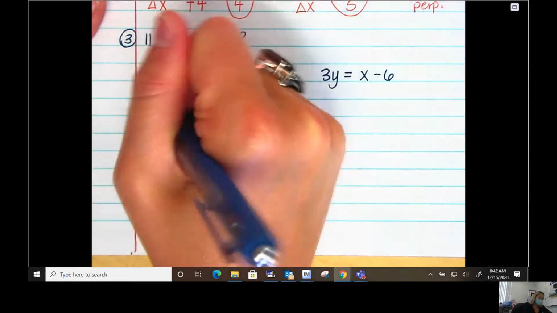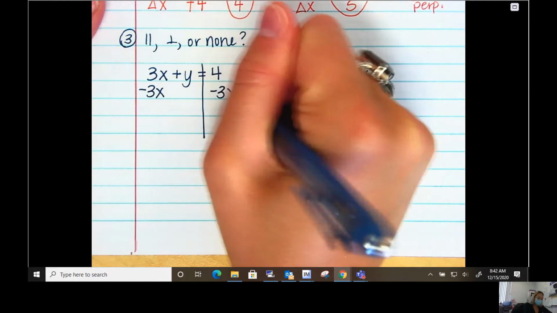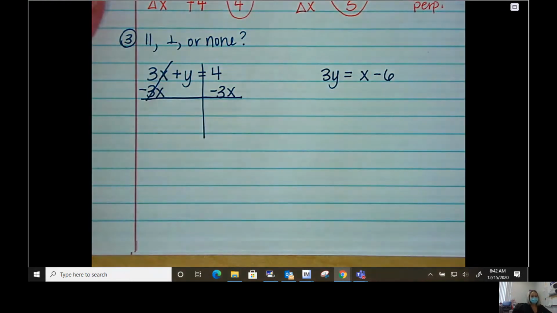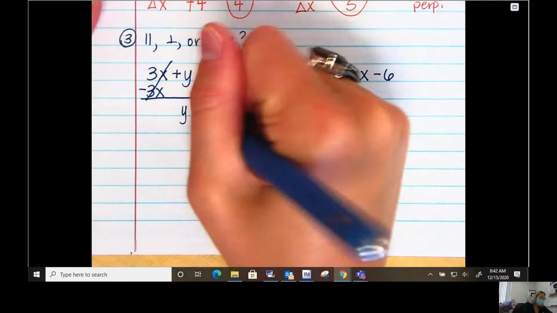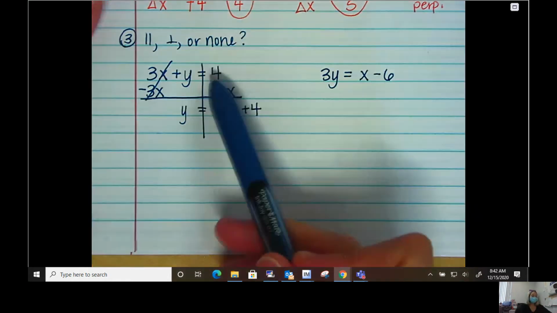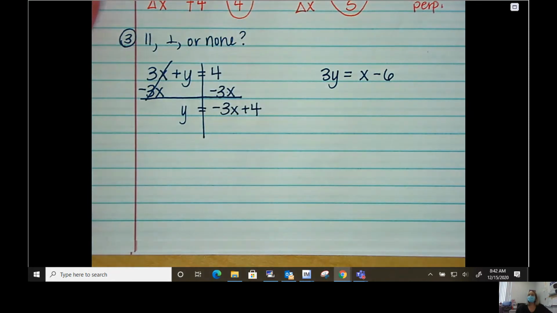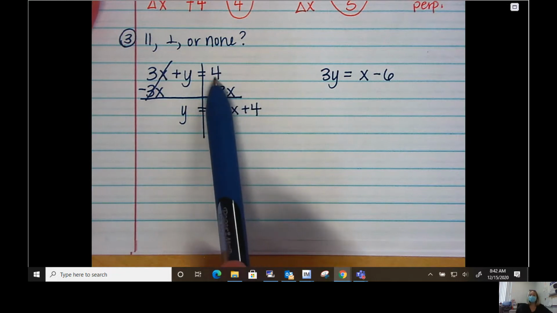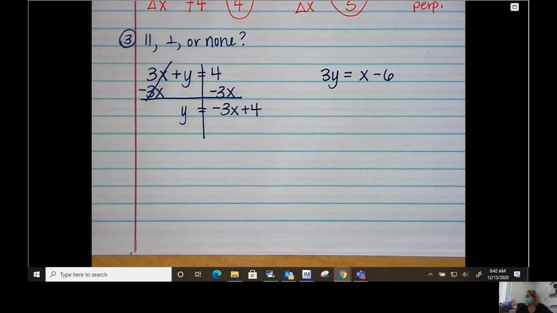Good. Subtract 3x from both sides to get that y by itself. What are you left with, Mitchell? Good. How come you didn't do 4 minus 3x? Good. Yeah, 3x has a variable. 4 doesn't. I can't put those terms together. They're not like terms. One's got an x, one doesn't have an x.